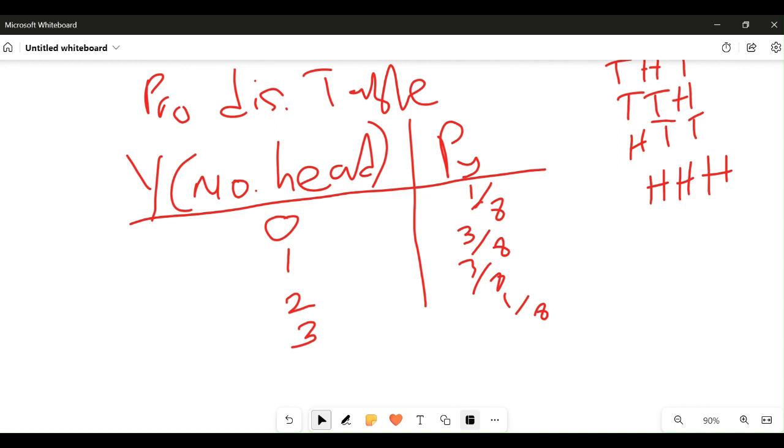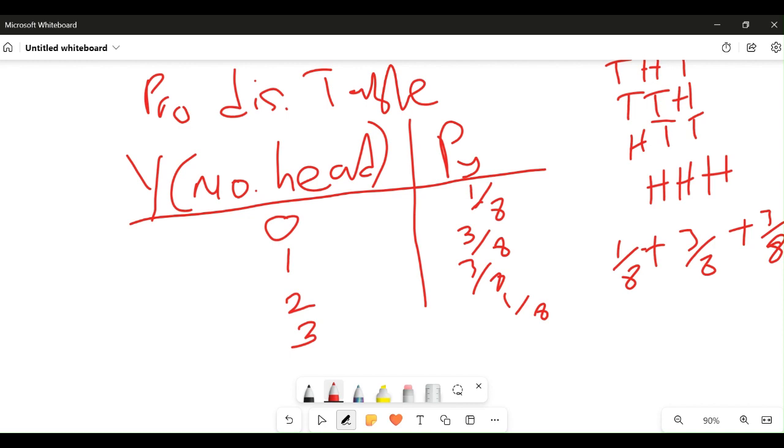But what we must note here, in case you have to do something like this in an exam situation, is that the sum of all your probabilities must always be equal to 1. If you add 1 over 8 to 3 over 8 to 3 over 8, and again to 1 over 8, all this will give you 8 over 8, which is equal to 1. So the total of the probabilities has to be equal to 1.